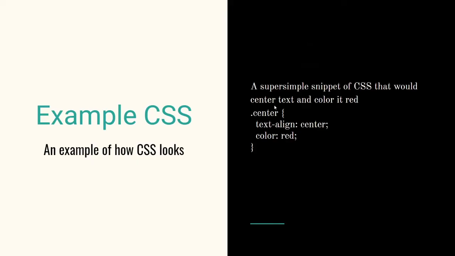Anyway, let's carry on. So this is a super simple snippet of what some CSS would look like. So we have a class. You define that with a dot in the CSS style sheet itself.